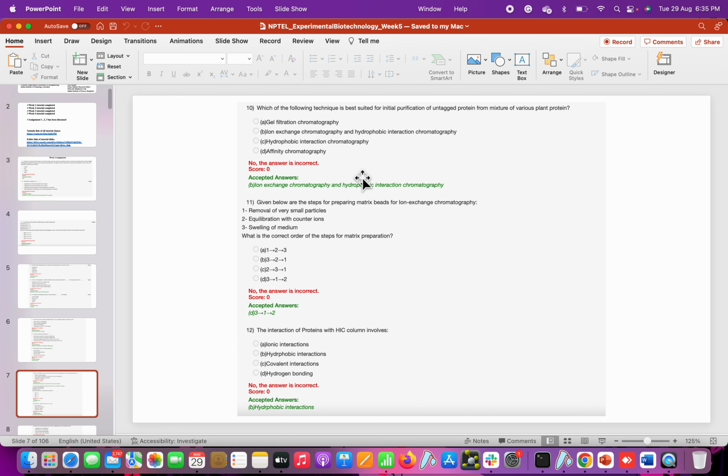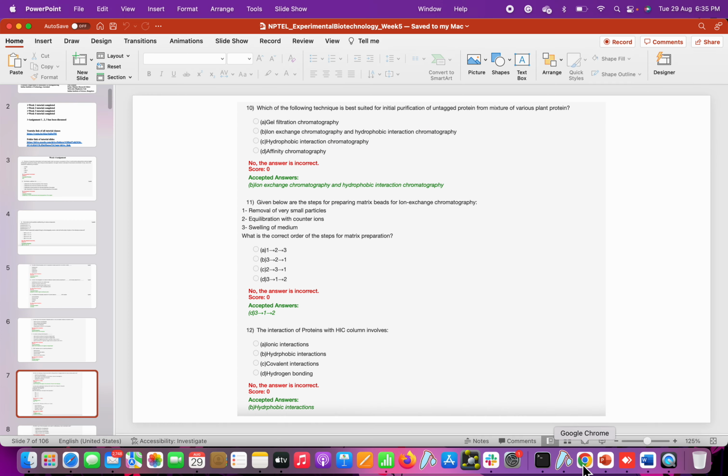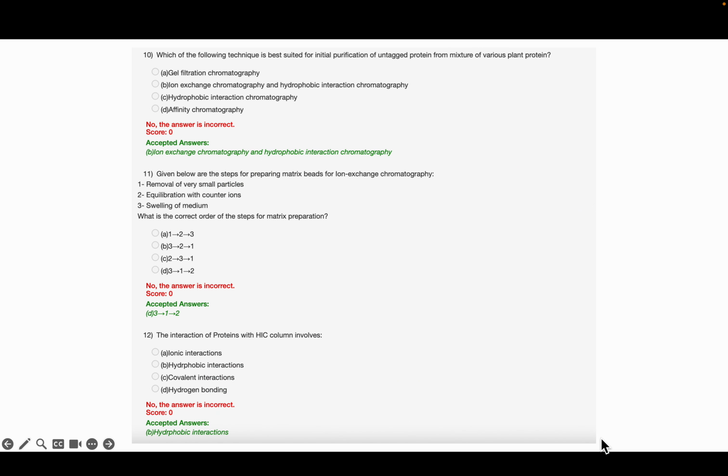Which of the following techniques is best suited for initial purification of untagged protein from a mixture of various plant proteins? So far we have discussed how you can purify your protein. When you have a mixture of plant proteins, or bacterial proteins or mammalian proteins, that means you have a mixture of different molecular weights, different affinity, different PI proteins, and also different sizes. Some protein sizes will match, some will not. So you have different varieties.